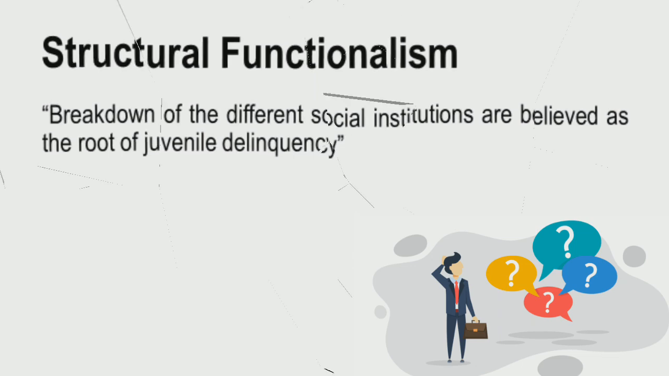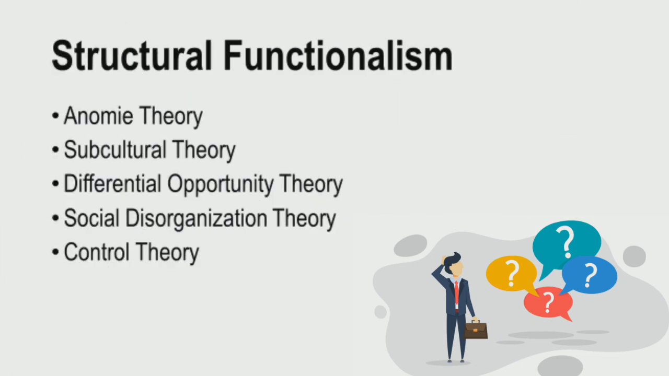Now, so we have here the first theory that we will be talking about under structural functionalism, which is the Anomie Theory. So Anomie Theory originated from the concept of Durkheim, no? And we have also the contribution of Merton in 1938 and 1957. So we have here the notion of Durkheim that he believes, sabi niya, the absence of social regulation or normlessness will eventually give birth to juvenile delinquency.